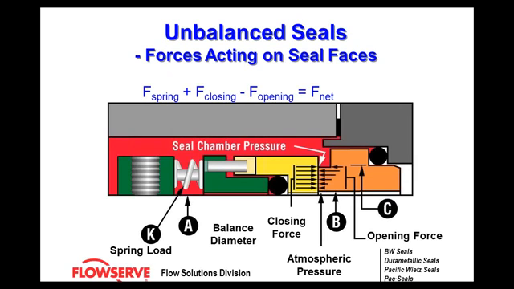If you look at the seal itself, where the springs are located, which is item K, if you were to draw a line straight through that spring, you'll notice that the springs are directly in line with the interaction of the two mechanical seal faces, the one in yellow and the one in brown. That is indicative of an unbalanced design.